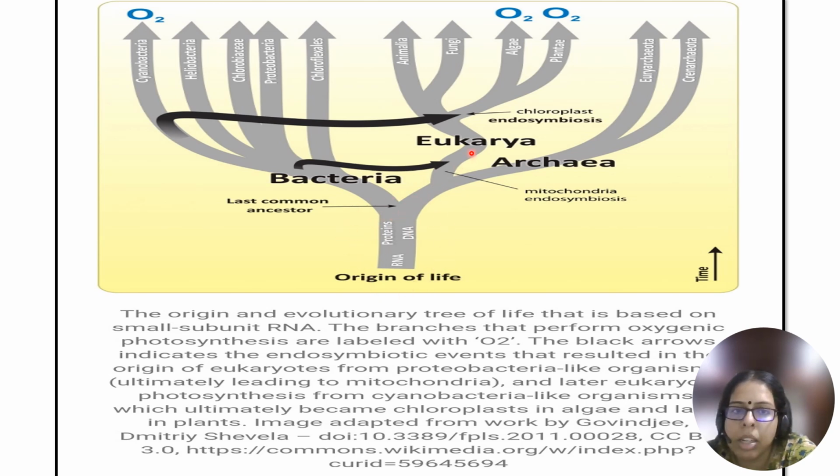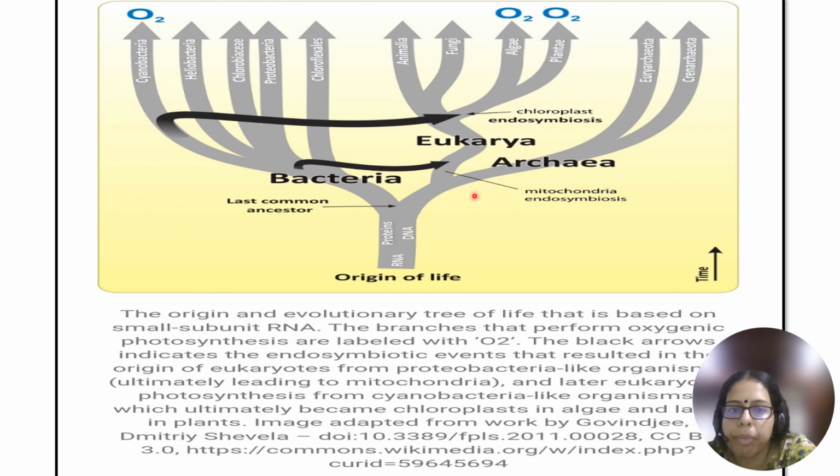From that, branches have formed. So here these black arrows indicate the endosymbiotic theory. That is, there was a bacterium, and this bacterium was aerobic. It was capable of generating energy by oxidative phosphorylation. This bacterium was engulfed or endocytized by another bacterium, and this led to the formation of the mitochondria, endosymbiosis.